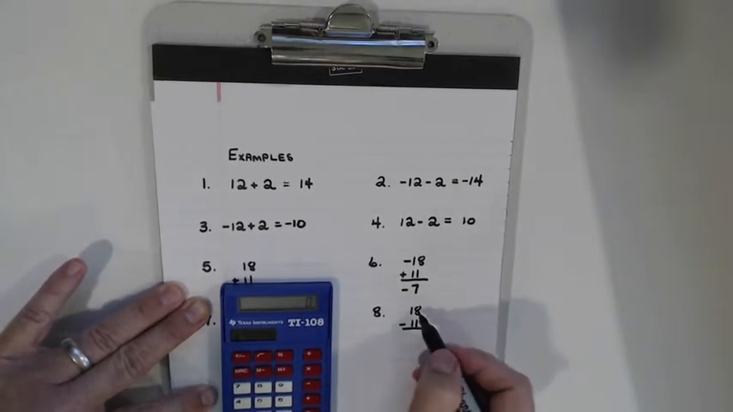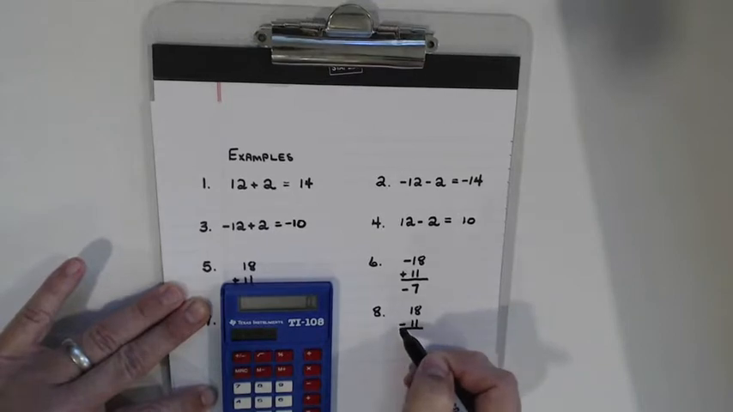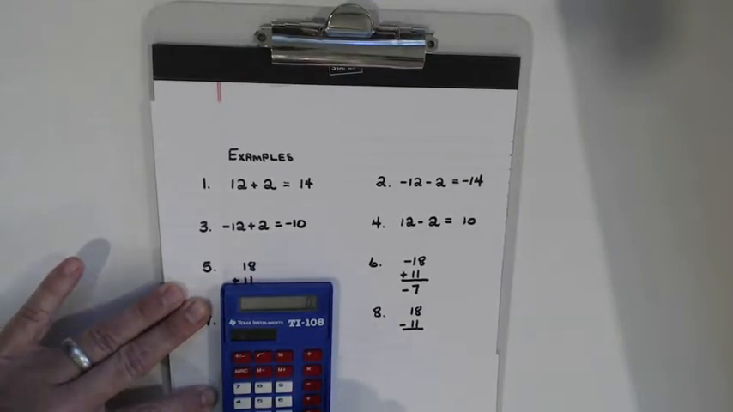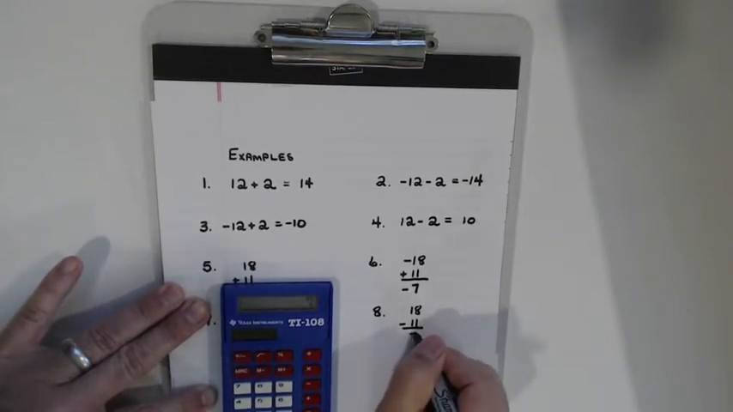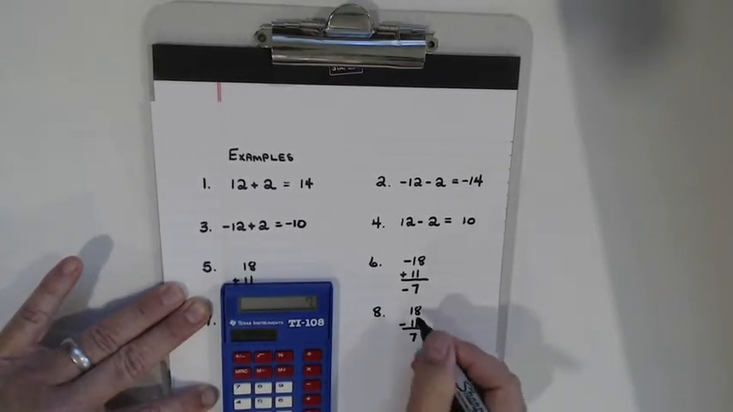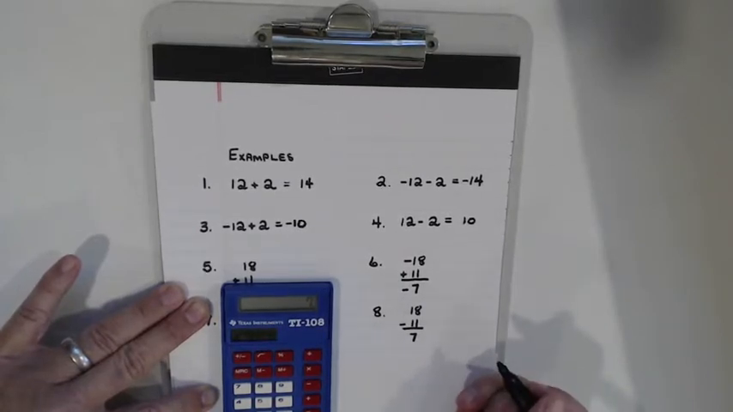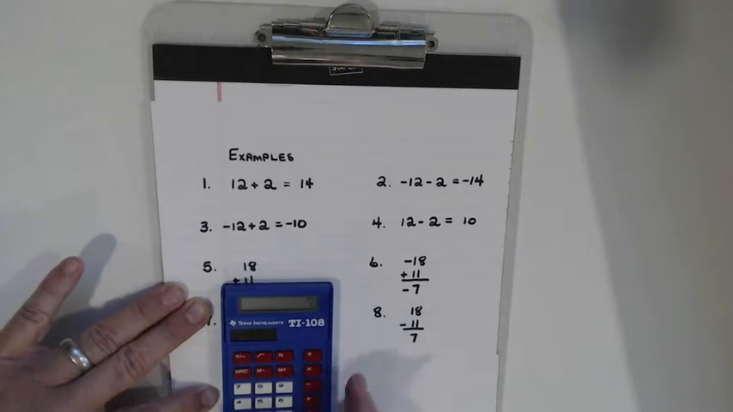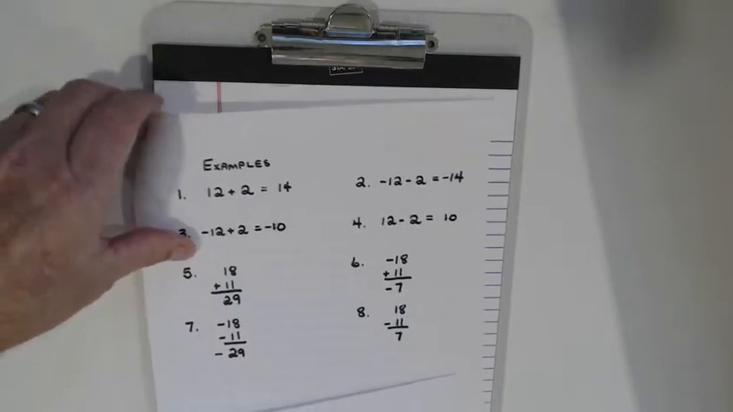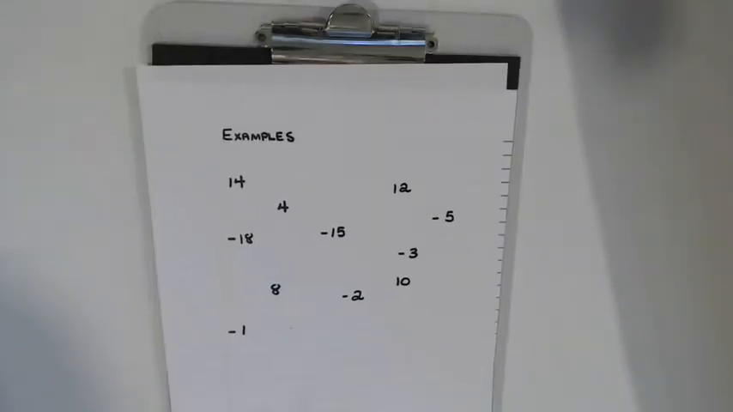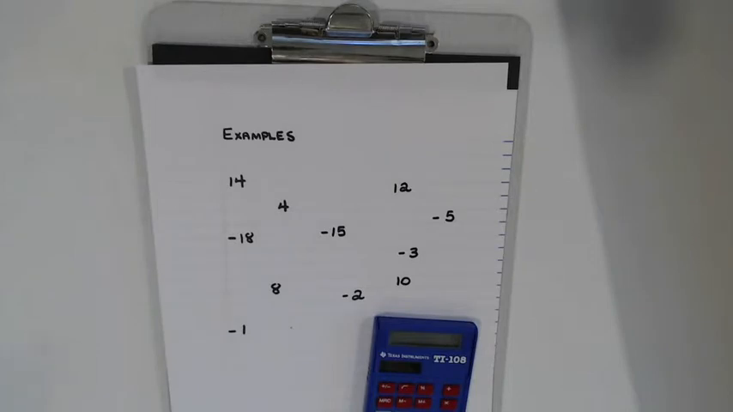Right here, I've got a positive 18 and a negative 11. Signs are different, so I subtract. 18 minus 11 is 7. Is it going to be a positive 7 or a negative 7? I take the sign of the larger number, which is this one right here. It's a positive 7. It doesn't matter if the numbers are vertical, horizontal, or if I do something like this. I've got numbers all over the place. I'm going to just take two numbers and put them together, like this right here.